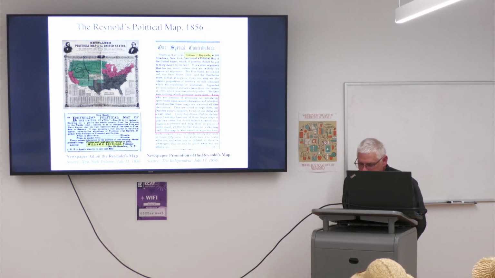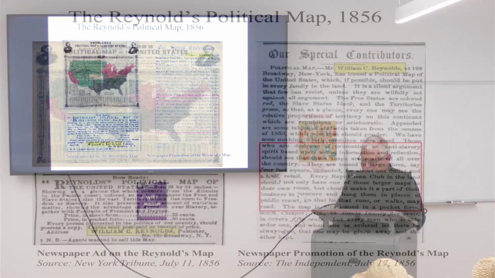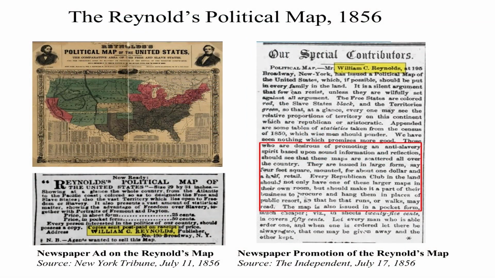And when the map came out, they issued the following advertisement in the New York Tribune. It says, "Now ready, Reynolds political map of the United States, size 29 by 31 inches, showing at a glance the whole country from the Atlantic to the Pacific coast, colored so as to designate the free and slave states. Also, the vast territory lying open to freedom or slavery. It also presents a vast amount of statistical matter showing the advantage of freedom over slavery. The map was issued both in sheet form for 25 cents and as a pocket map for 50 cents."